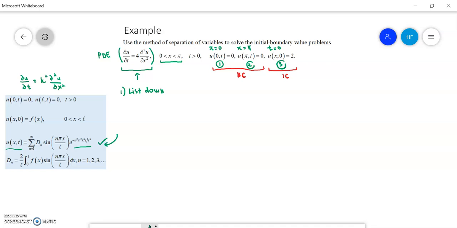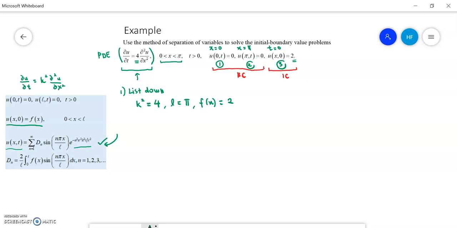Okay, now we have the PDE, which is del u over del t equals 4 del squared u over del x squared, where 4 is the value of k squared. The next thing you need is the length of x, which starts from 0 up to pi, so the length of x is equal to pi. And the last one is the function of f(x), which is the value of the initial condition, where f(x) is equal to 2.